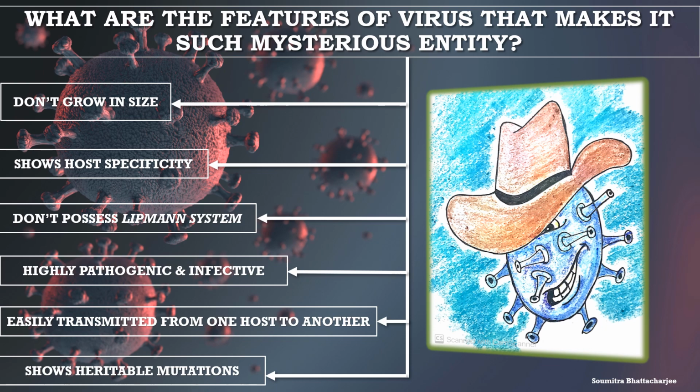It's highly pathogenic and infective. Whenever it gets inside its host, it causes a severe form of damage. It can get easily transmitted from one host to another by any kind of means. It can be via water, food, air, or mere touch. Most importantly, it shows heritable mutations. That means it changes the cell's genome in such a manner that it brings a drastic change within the body, and sometimes those changes can become heritable also.